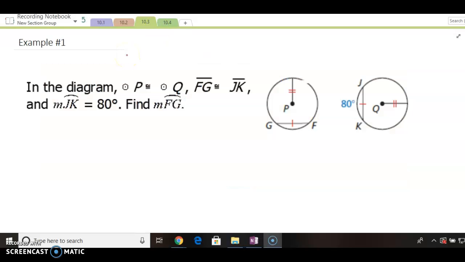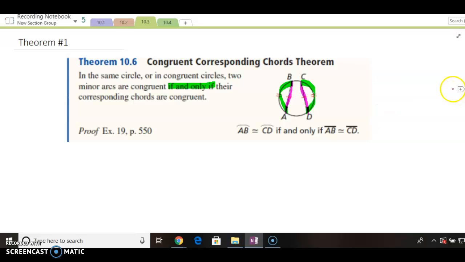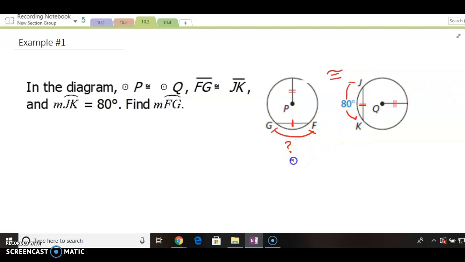All right, let's look at example 1. It says in the diagram, circle P is congruent to circle Q. So these 2 circles are congruent. And it also gives us that FG is congruent to JK. So we want to find the measure of arc FG, knowing that JK is 80. We're going to go back to this first theorem that says if the chords are congruent, then the arcs have to also be congruent. So that would mean this has to be 80 degrees as well.